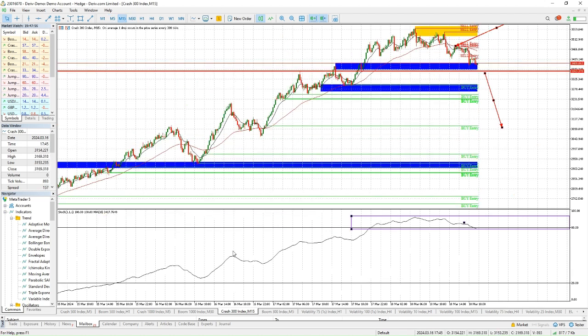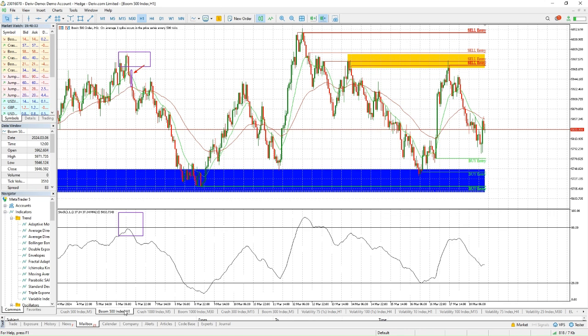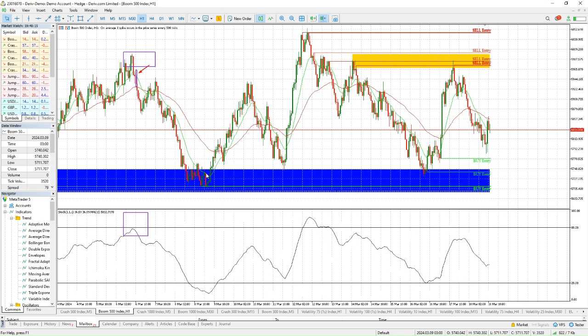Now just looking at the strategy, I wanted us to look at some other examples of when the strategy worked. So let's look at a scenario like this. I want to show you that we could have predicted all these movements that you see on boom 500 now, and we are in a 1 hour time frame. So here is how you would use the strategy and the indicator together.